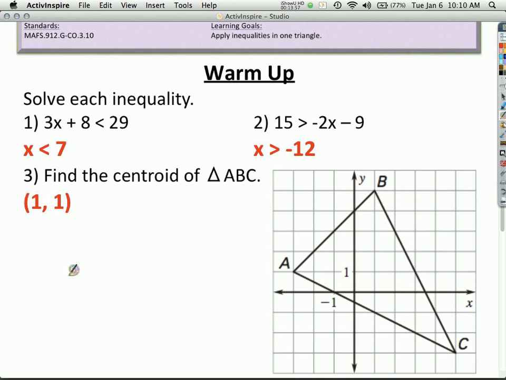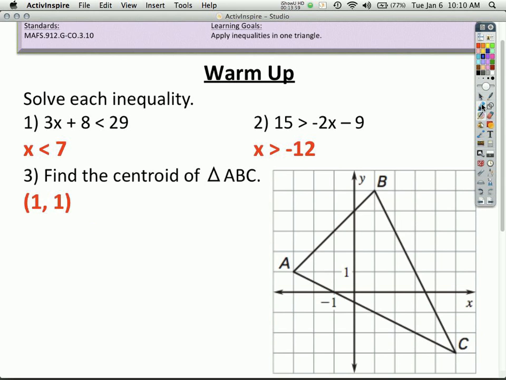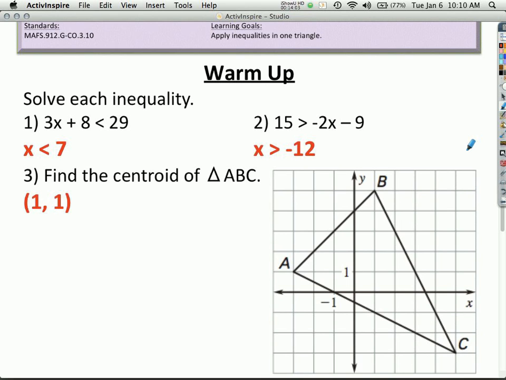Let's start with number 3. Could someone tell us the centroid is a special point, and you find it as the result of drawing what special segments? What special segments must you draw? Only 2 people know. I know 4 people got it right. Sharif? The median. Yeah. You have to draw the medians of the triangle, and they all meet at a point called the centroid.